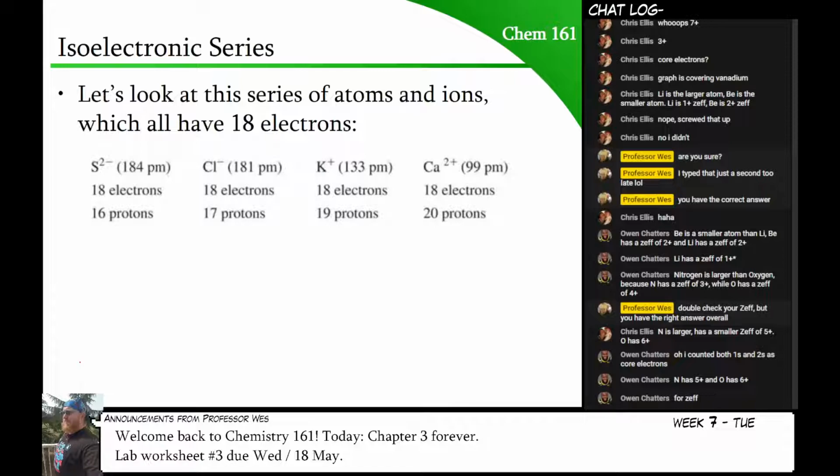This chart that I have right here, this is called the isoelectronic series. Iso means same, and electronic just means electrons. In other words, all of these have the same number of electrons. I have selected a series of atoms that has varying numbers of protons, but all the same number of electrons. So all of them have 18. So if I have sulfur with 16 protons, it would have a charge of 2 minus. If I have calcium with 20 protons, it would have a charge of 2 plus.